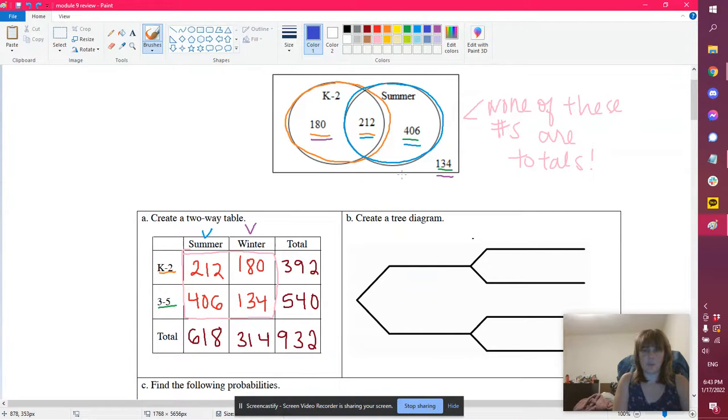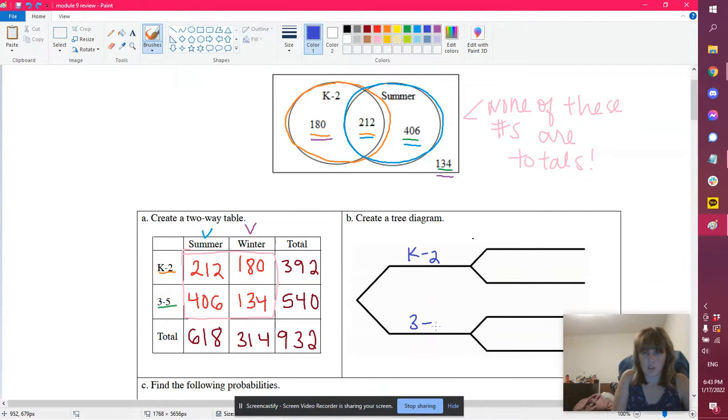In order to go from this to a tree diagram, we can either do the two-way table first and then go over, or we can put these over here. The main thing for the tree diagram is we have to decide first, are we splitting them into people that like summer and winter and then splitting them into the age groups, or are we going to do the age groups first and then summer and winter? Either way works, but the first step should basically be one of these things, and then the second step should be the next pair.